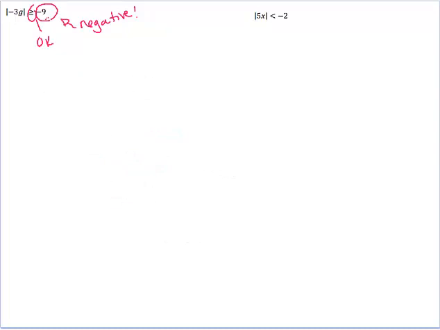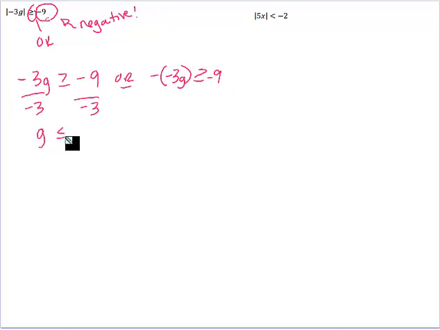So we would have negative 3g is greater than or equal to negative 9, or negative 3g is greater than or equal to negative 9. First one, divide by negative 3. So g is less than or equal to positive 3. Second one, 3g would be greater than or equal to negative 9, so divide by 3. So g is greater than or equal to negative 3.